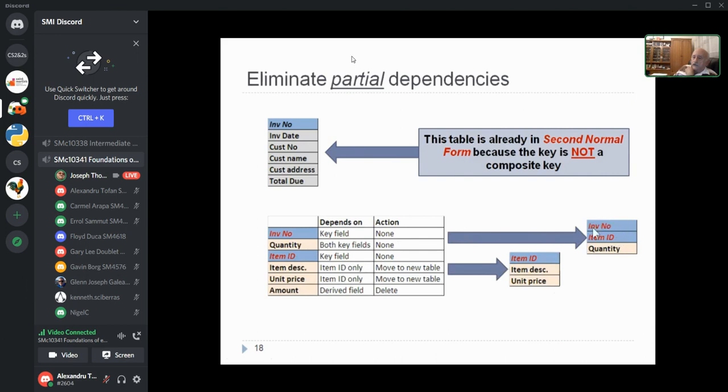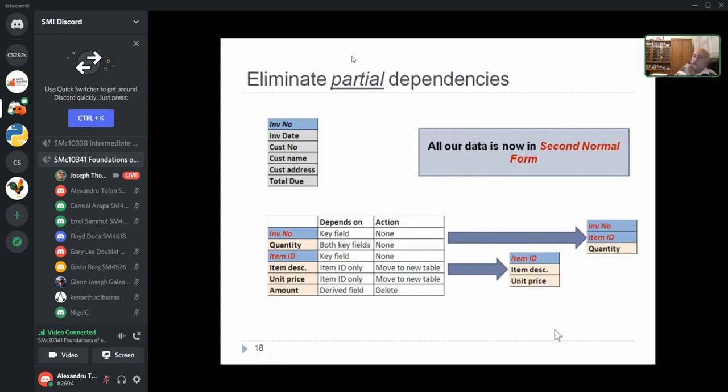Now look at this. This is a compound primary key. The individual attributes of the compound primary key are foreign keys. That is a foreign key that links to this primary key, and this is a foreign key that links to this primary key. Do you see how the relationships are formed? Now our data is in second normal form.